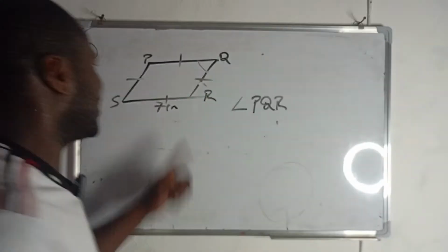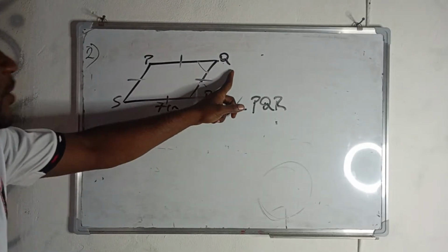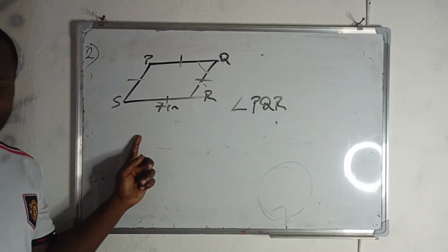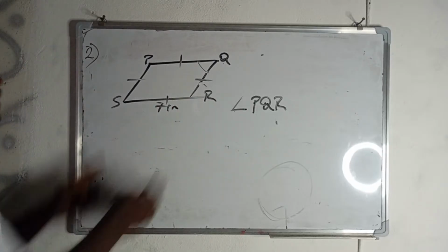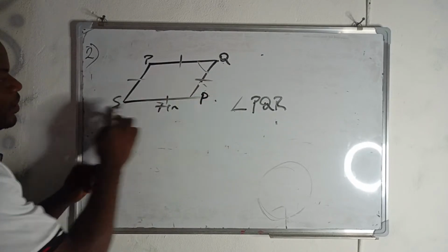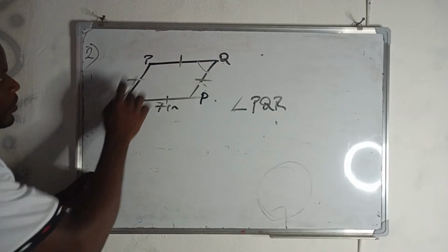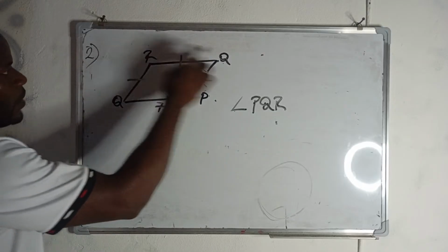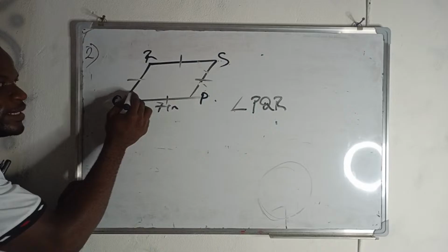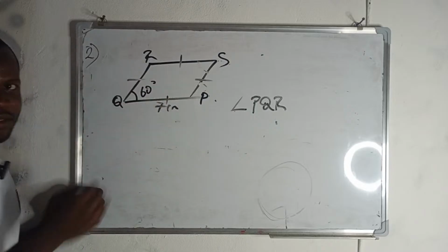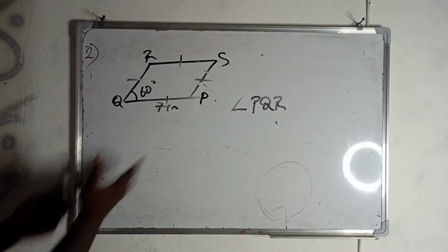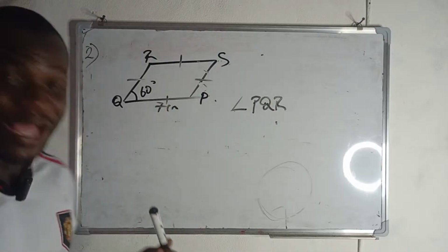Okay, let's continue. We have to readjust the letters here in order to suit what we are expecting. So when we readjust, making Q to be on this side, we're going to have P here, and here will be our Q, R, and X. Now you can see that it is easier to construct 60 degrees here than constructing it on the other edge.